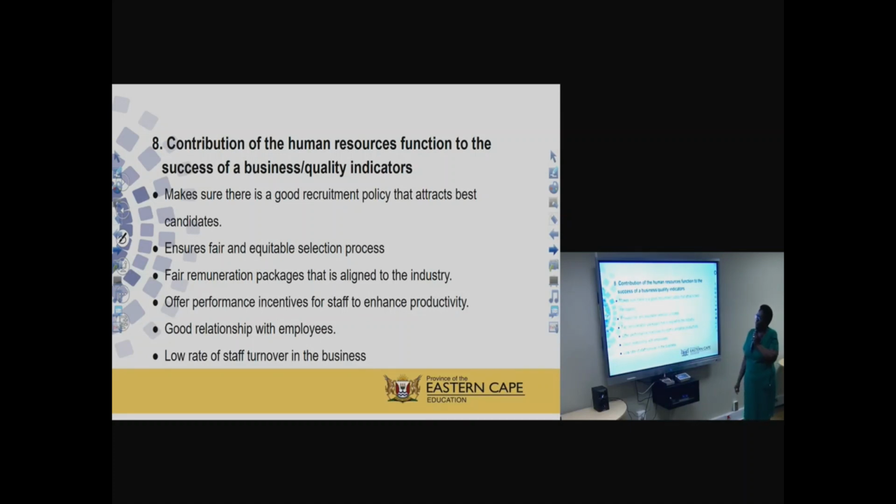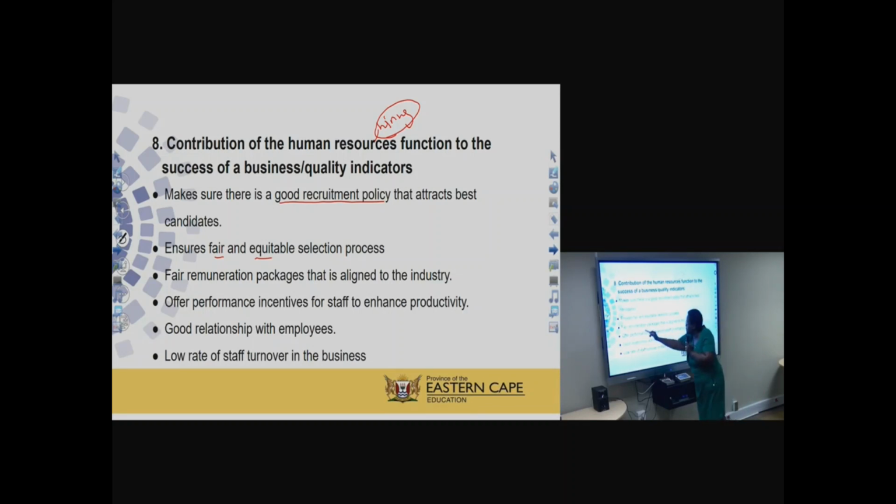Then the last one is the human resource. We all know human resource deals with the hiring. We are hiring staff here. All those people that are working in all the 8 departments are hired by the human resource. So you must make sure that you have a good recruitment policy that will attract the best candidates. Also, your process should be fair and equitable when you select. You avoid things like nepotism, those that are not according to the law.